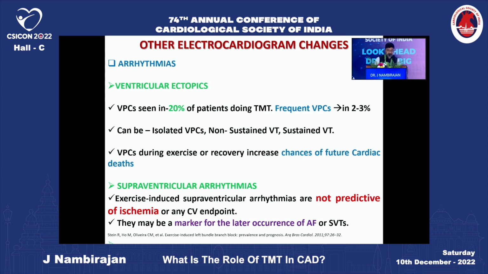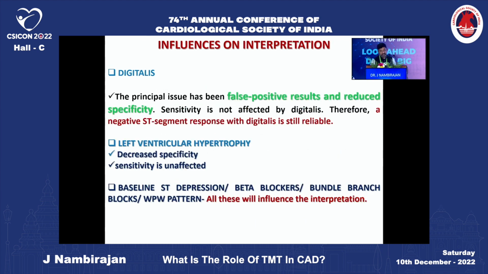Other electrocardiographic changes, of course, ventricular ectopics are seen in 20% of the patients. Frequent VPCs are seen in 2 to 3%. It can be an isolated VPC, non-sustained VT or a VT. VPCs during exercise or recovery increase the chance of future cardiac events. And VPCs that disappear during the initial stages of exercise do not hold any information. The SVTs are not predictive of ischemia. It might be a marker of a later occurrence of atrial fibrillation.